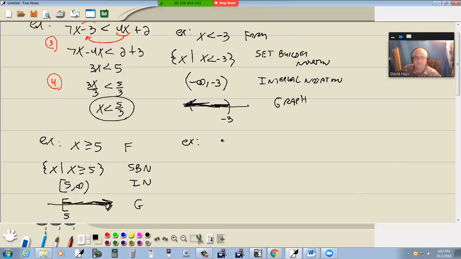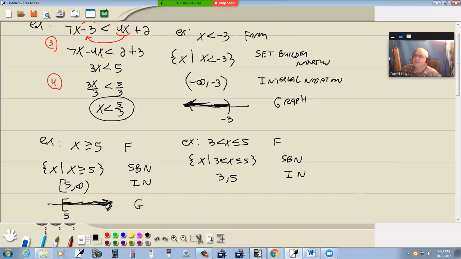One more. 3 is less than x is less than or equal to 5. Now that's our form. Our set builder notation: you've got curly brackets, x with a vertical bar, and then whatever our form was. Now our interval notation. Since it's between two numbers, we'll have 3, 5.